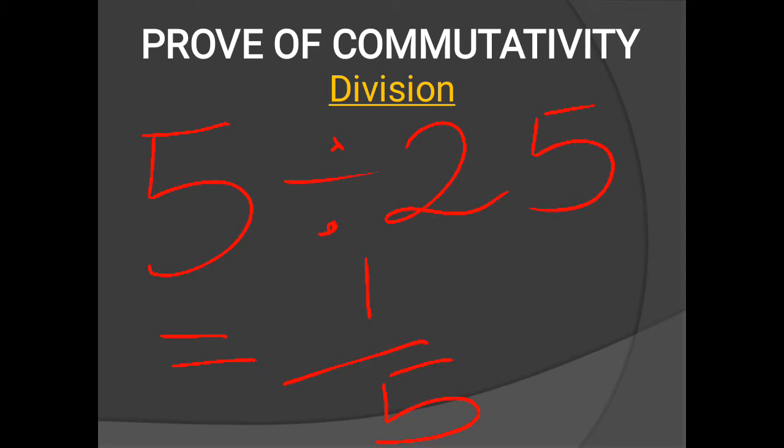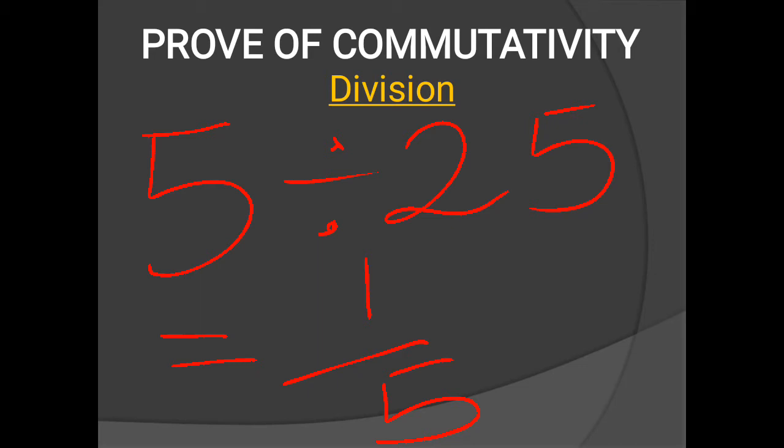5 into itself, 1 into 25, 5, 1/5. Now, 5 and 1 over 5 are not the same. You can use a lot of numbers and you realize that they are not always going to be equal. They are going to be changing. So, addition and multiplication are always commutative. Division and subtraction are not.